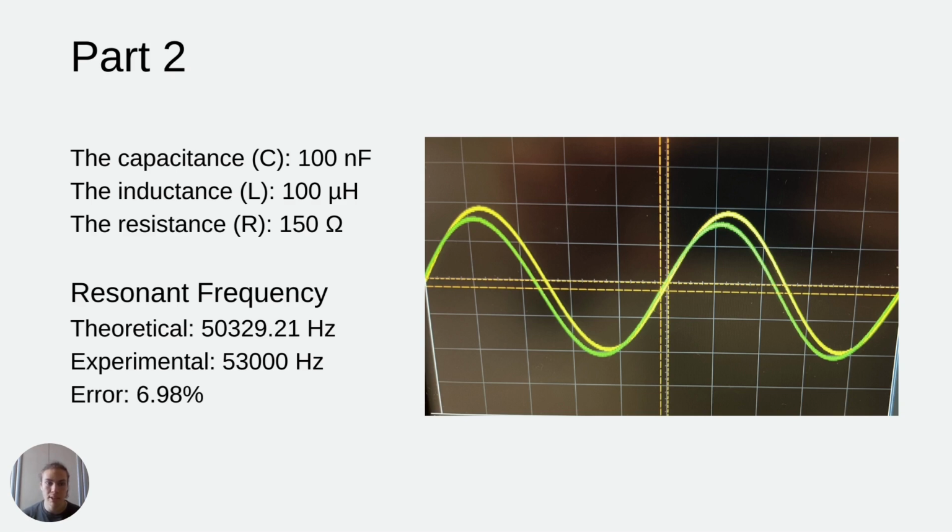Using a 100 nanofarad capacitor, a 100 microhenry inductor, and a 150 ohm resistor, I found the resonance frequency using the oscilloscope as 53 kHz, and I calculated it as approximately 50 kHz, which gave me an error rate of approximately 7%.